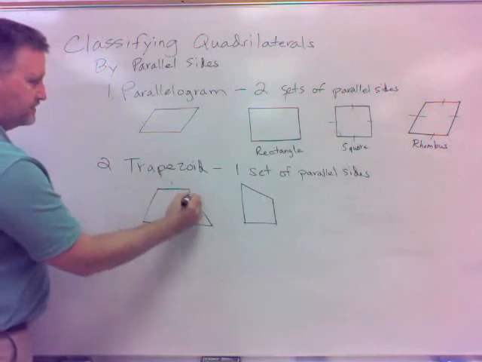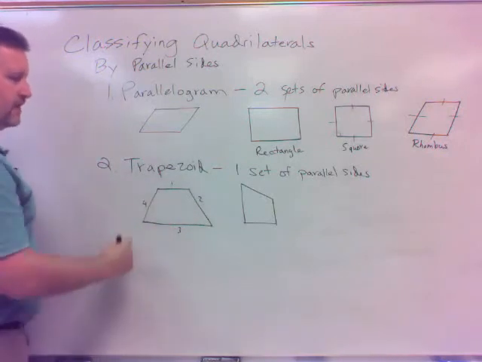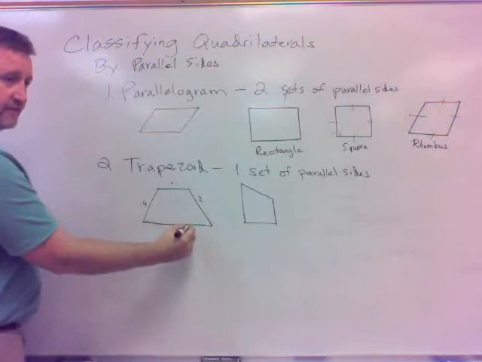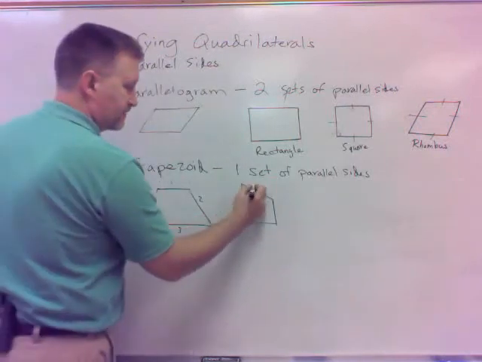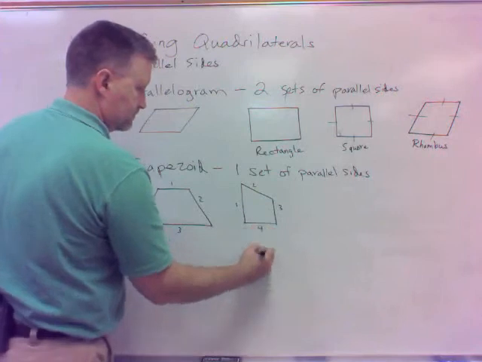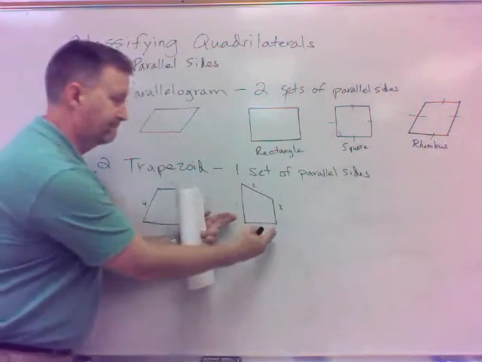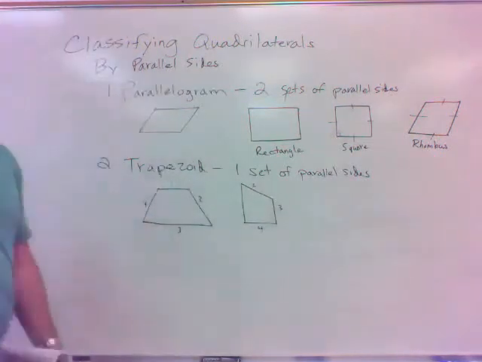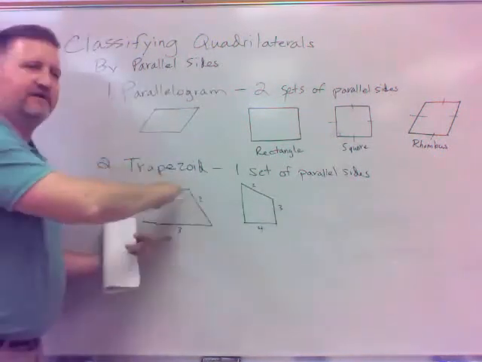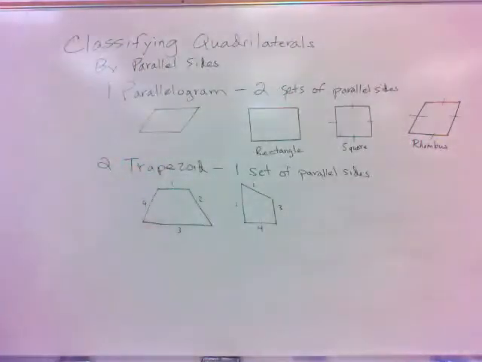You know, we got four sides. Side 1, 2, 3, and 4 there. In this case, 1 and 3 are parallel, right? Now, if I number these off, which sides are parallel there? 1 and 3, right? Okay. So they don't have to have these sides parallel. It can be these parallel. So just as long as you've got parallel sides.